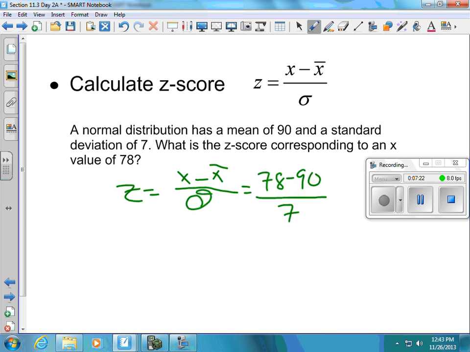So 78 minus 90 over 7 is negative 12 over 7, which is about negative 1.71. We round that to one decimal place, always. So our z-score would be negative 1.7.